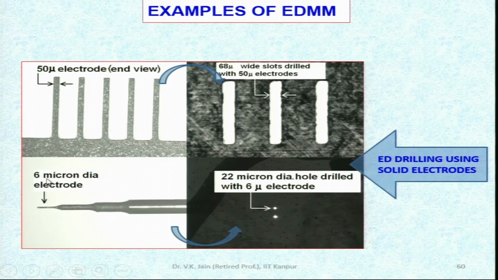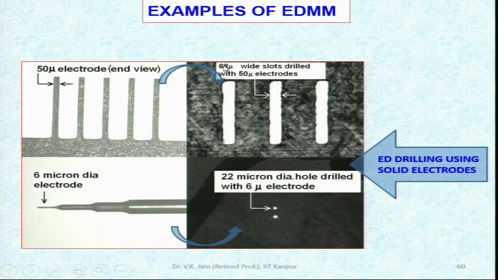And here is another example of 6 micron diameter electrode. Here it is 6 micron and it is a stepped electrode where diameter is continuously increasing, and this has been used to drill the hole over here. A 22 micron size hole has been drilled over here using this 6 micron size electrode. Now, what you can examine here carefully is that electrode diameter is 6 micron while the hole drilled is 22 micron. So, there is a lot of overcut in this particular process. So, definitely it also indicates that the process was very slow. So, a lot of material has been removed from the workpiece.